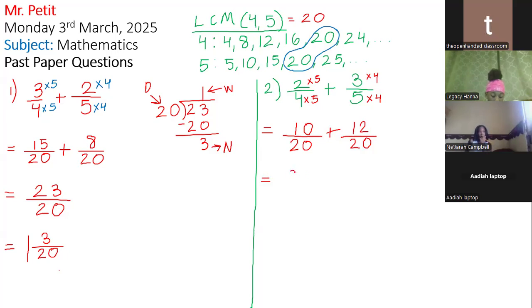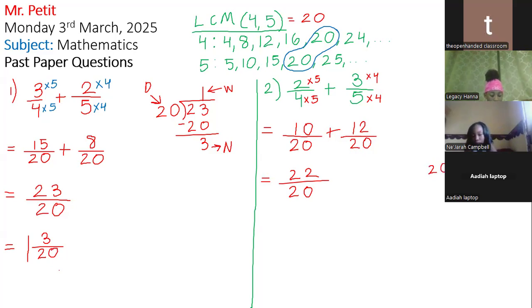22 over 40. No, we do not add the denominators. 22 over 20. Very good, 22 over 20. Do you understand this so far? Yes, sir. Okay, now, Adaya, what are we going to do with this? Are we going to leave it like this, or are we going to change it into a mixed number? We're going to divide it. How many times does 20 go into 22?